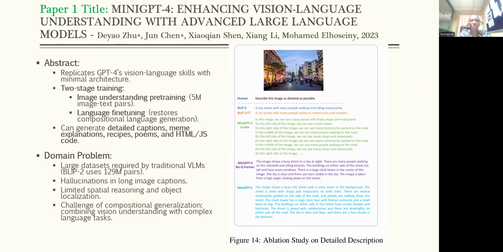The first paper I reviewed was about the MiniGPT-4 model. This paper replicates the GPT-4 vision language abilities, but with a much smaller architecture. The problem it addresses is that existing large models require massive data sets, and in most cases, they hallucinate image captions, meaning they struggle with spatial reasoning of the images. And that image is an example of it generating captions for an image.